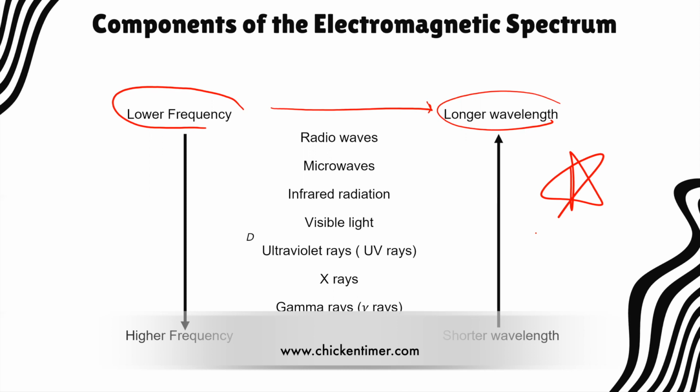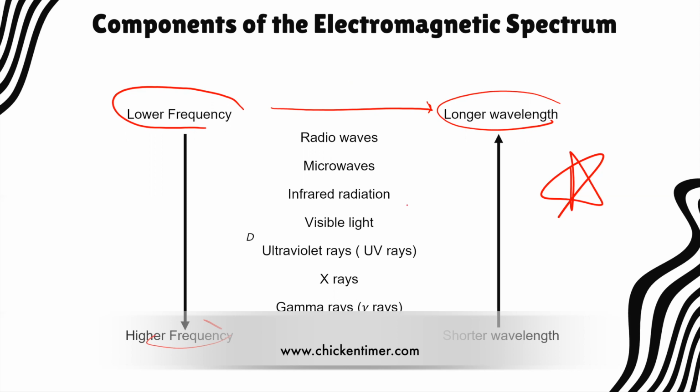So you just remember radio, micro, infrared, visible light, ultraviolet, then X-ray, gamma. So then you remember radio wave has low frequency, gamma has high frequency. So when it's low frequency, it has long wavelength. These few pieces, I think, enough already. The lower the frequency, the longer the wavelength. You just remember that relationship and then you just remember this order.